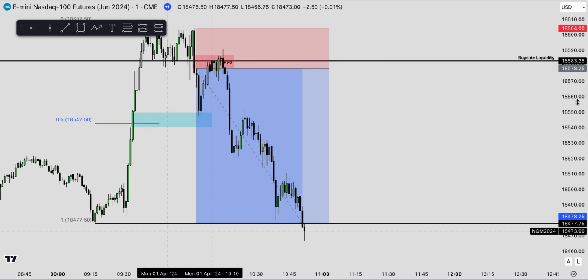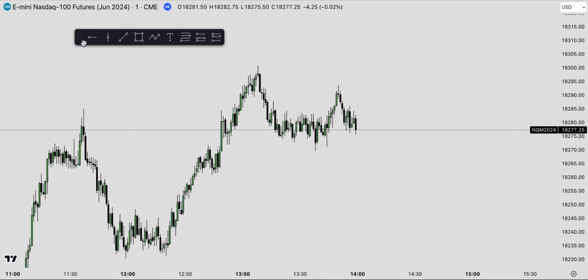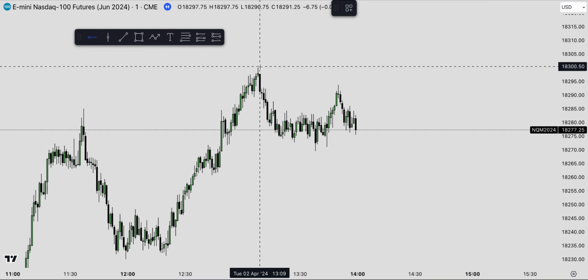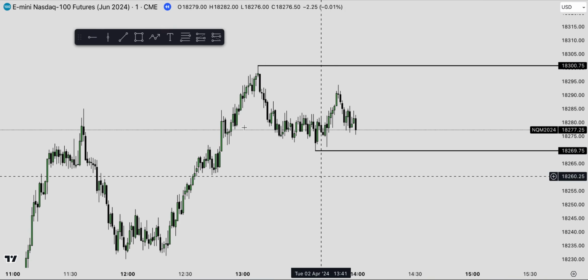Alright, so now that we've gone over the morning silver bullet, I'm going to show you an example of a PM session one. Okay, so for the PM session silver bullet, you'd mark out your obvious swing highs, obvious swing lows prior to 2 PM.